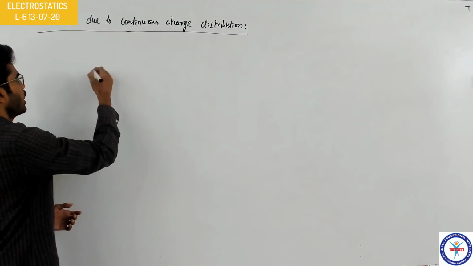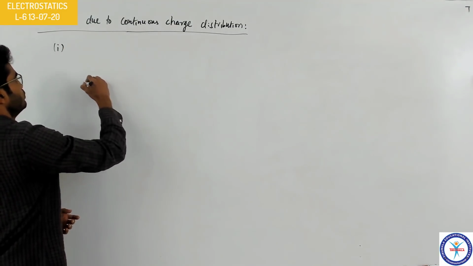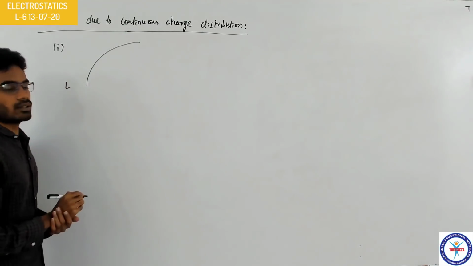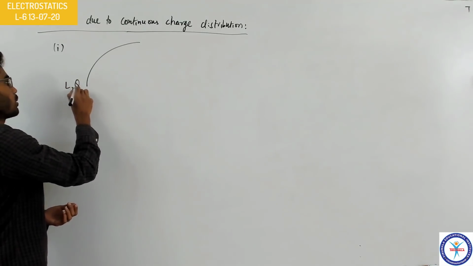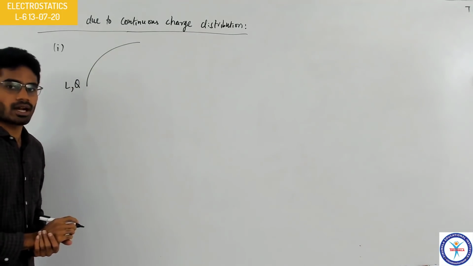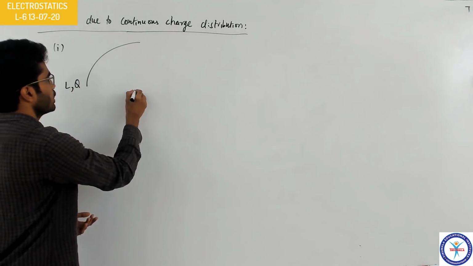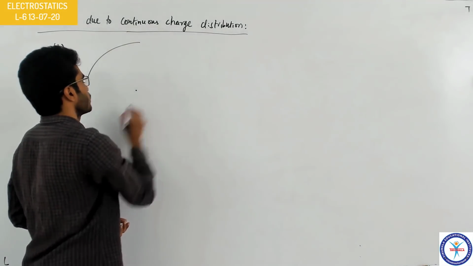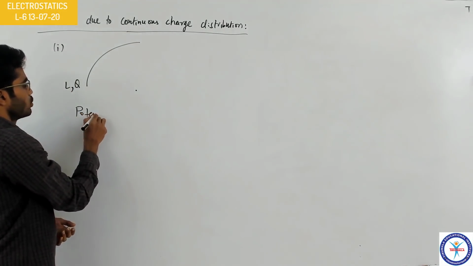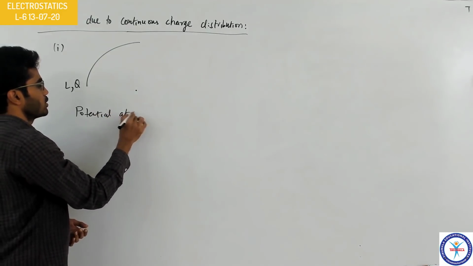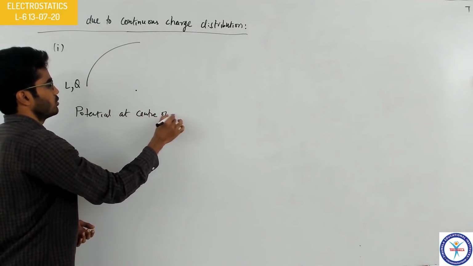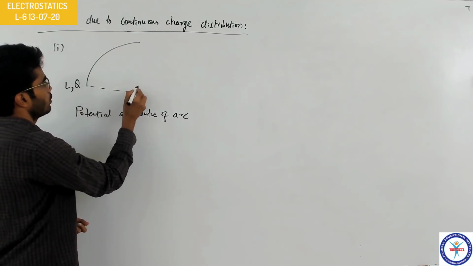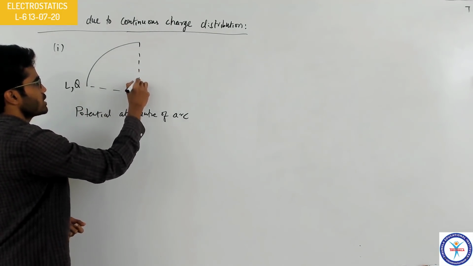So let us start with an arc. If you have an arc whose total length is L and it has a charge capital Q, the total charge is capital Q. You want to calculate the potential at the center, right? So potential at center of arc. Now potential is a scalar.